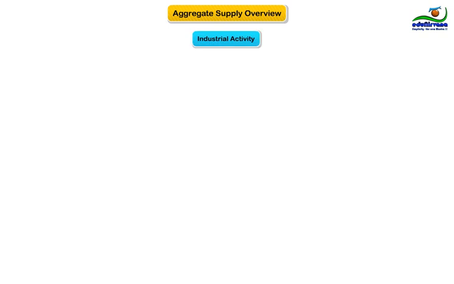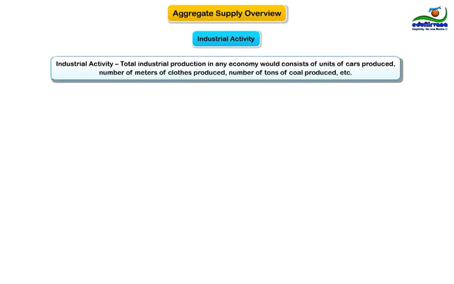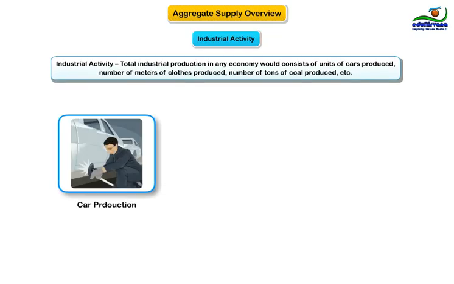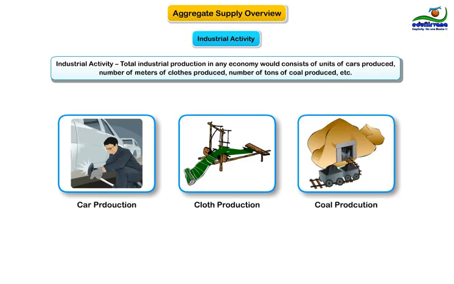Industrial activity. Total industrial production in an economy would consist of units of cars produced, number of meters of clothes produced, number of tons of coal produced, etc. Right? In order to compare across industries and also to arrive at an individual or overall growth number, one has to get them to the same base.